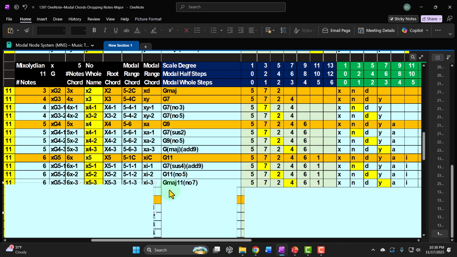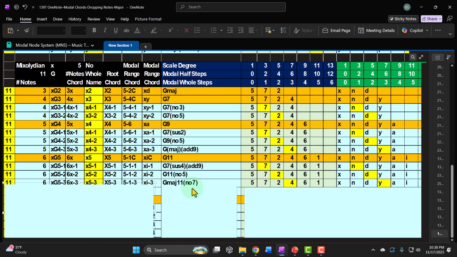So now instead of calling it a G11, no 7, I have to call it a G major 11 if I'm being correct, because the 7 that I have removed was never included. Like I would have included a flat 7, right? But if I never included the 7, then I don't know if it's flat or not. So therefore, you should call it a G major 11, no 7, not a G11, no 7.